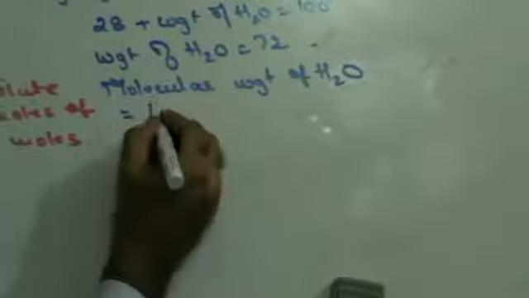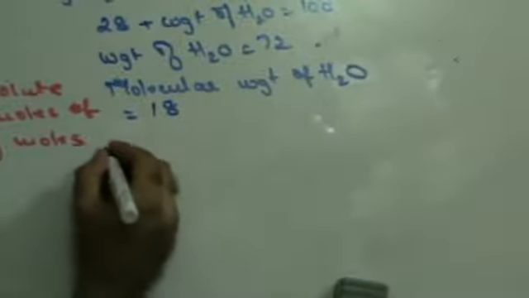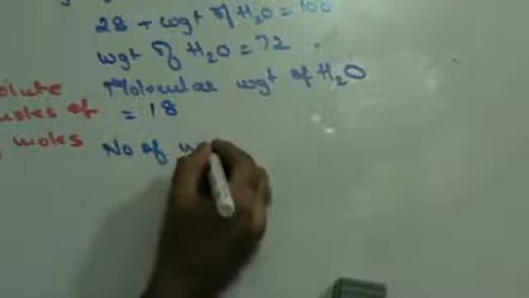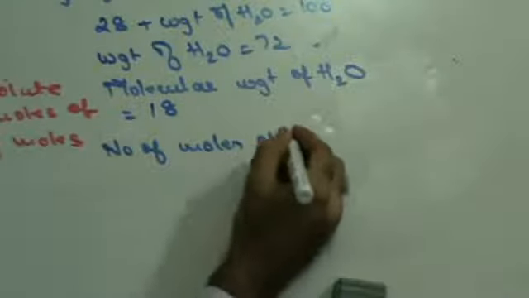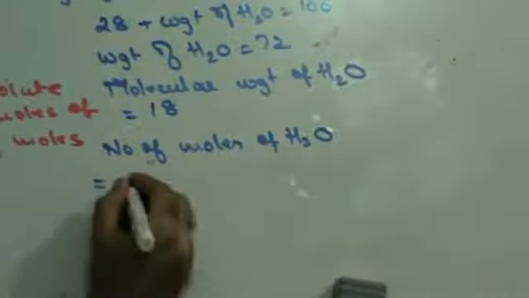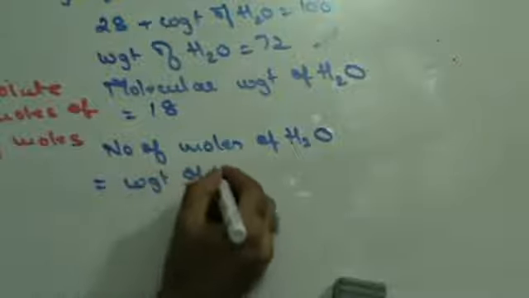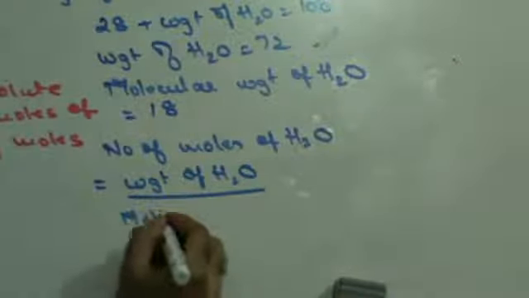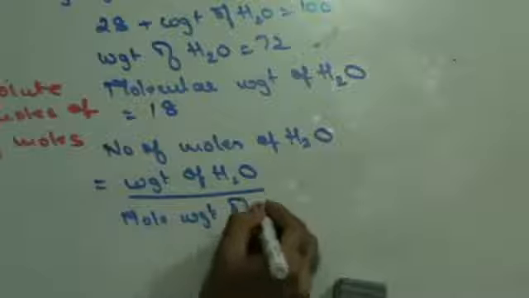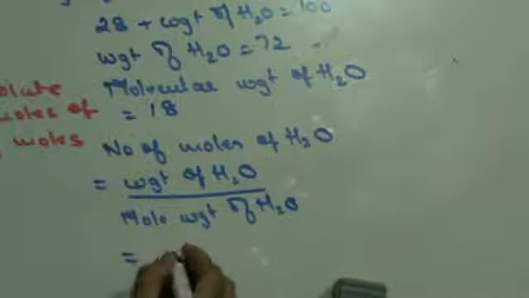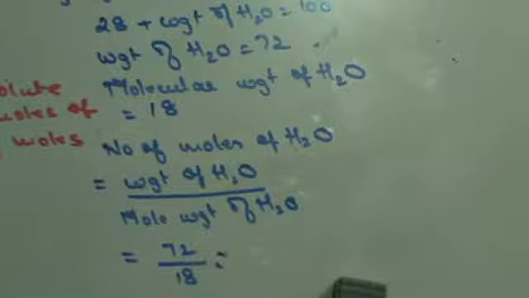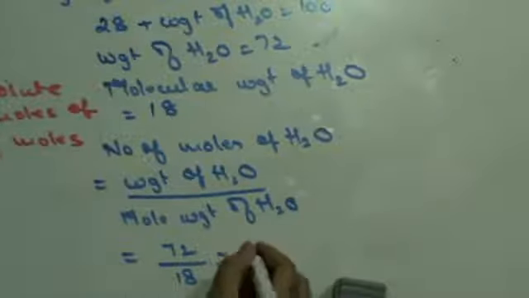Molecular weight of water is going to be nothing but 18. So therefore I can say that the number of moles of water will be nothing but weight of water upon molecular weight of water. Weight of water is nothing but 72. Molecular weight of water is 18. So this should give you 4.